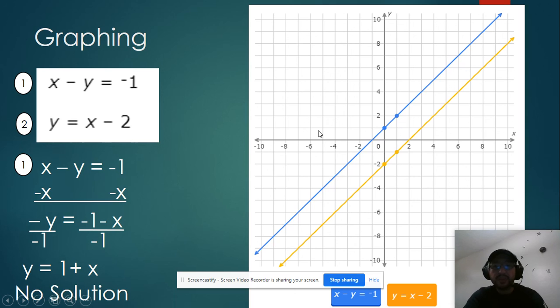So remember, we had three types of outcomes: one solution when they intersect, infinitely many solutions when it is the same line at the end, or no solutions, like this one, when there are two parallel lines and they will never intersect.